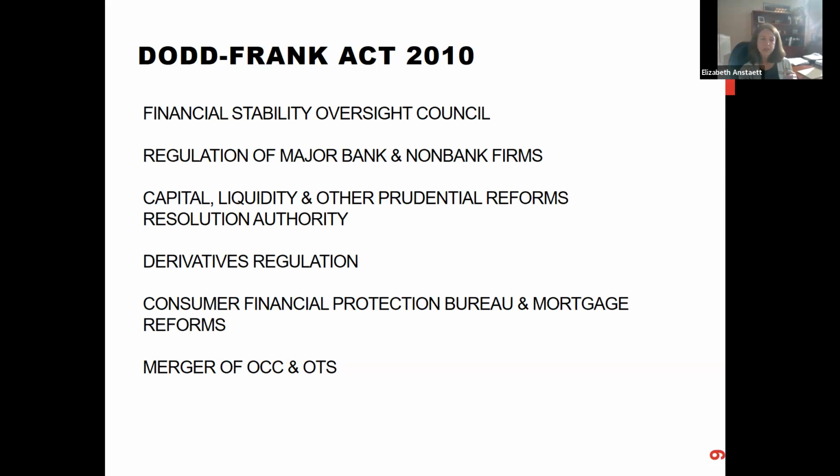And as we see other types of companies other than banks playing a bigger role in the economy, it was realized that just regulating banks was not enough to keep the economy sort of afloat. It also brought in derivatives regulation.